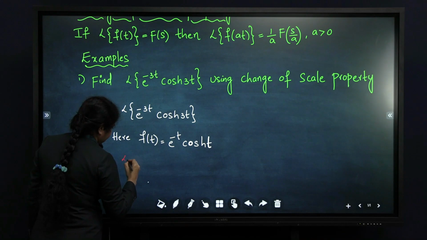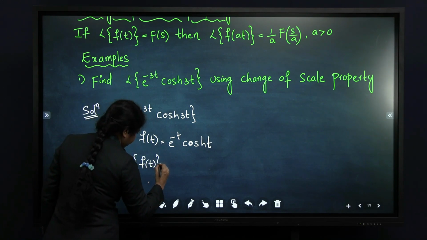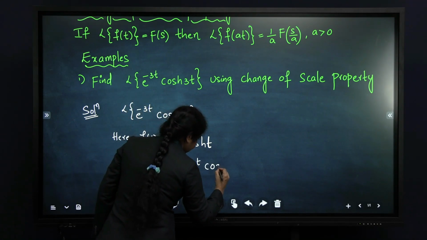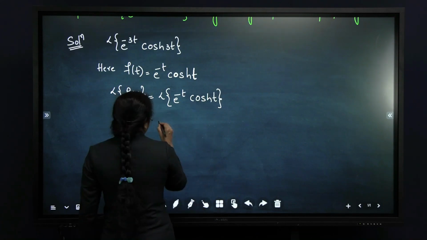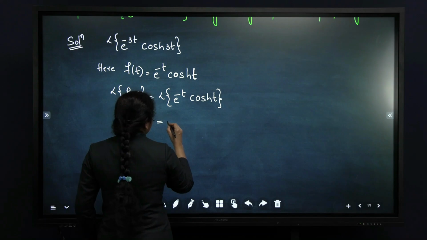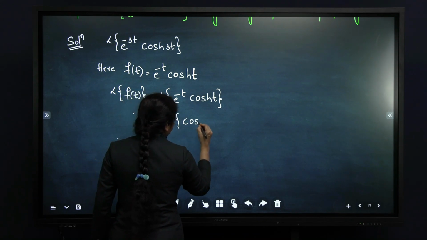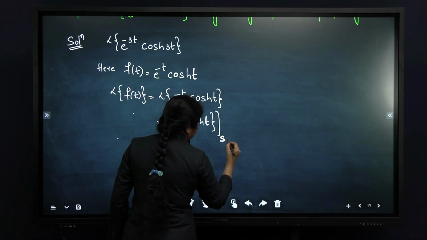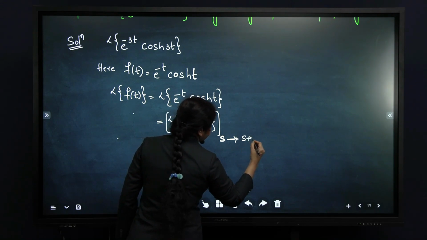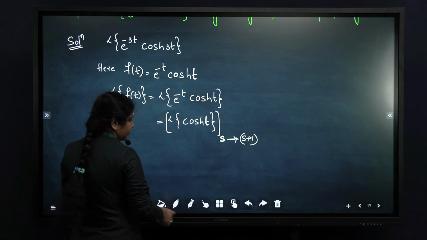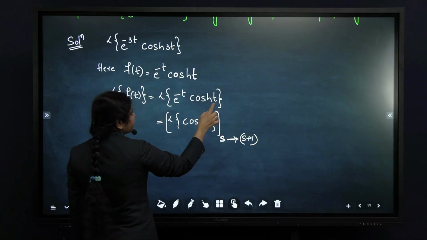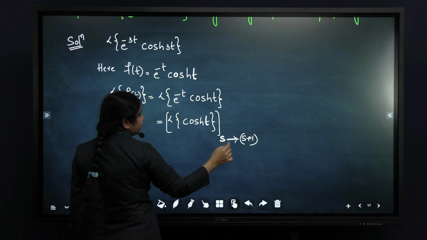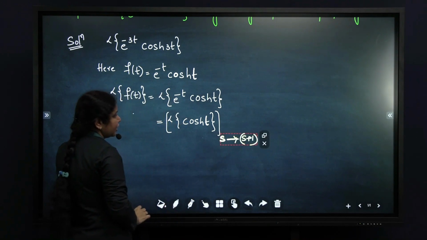If this is f of t, then the Laplace transform of f of t equals the Laplace transform of e power minus t cosh t. Now first I need to find the Laplace transform of cosh t, and we need to change s to s plus 1. Here we are applying the first shifting theorem, since the function cosh t is multiplied by e power minus t, where the t coefficient is minus 1, in the sense we are replacing s by s plus 1.